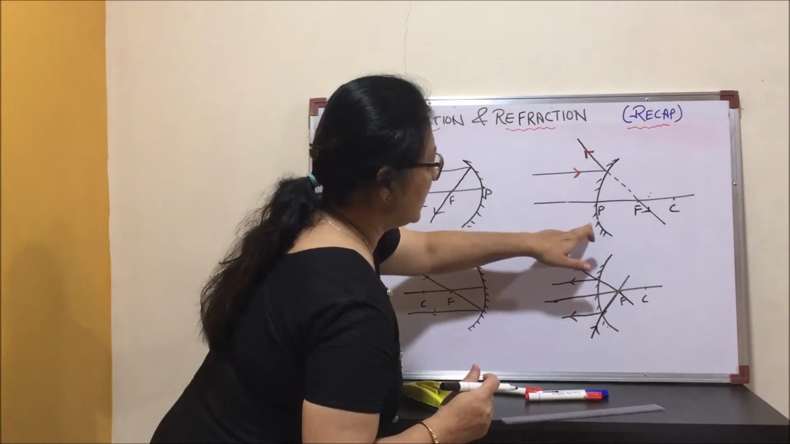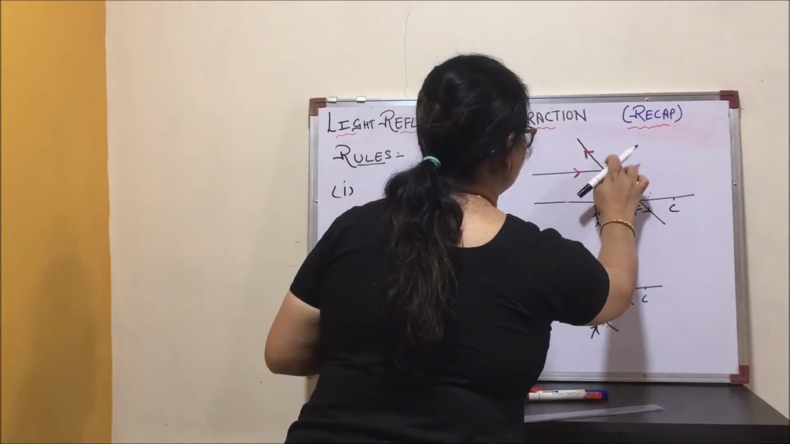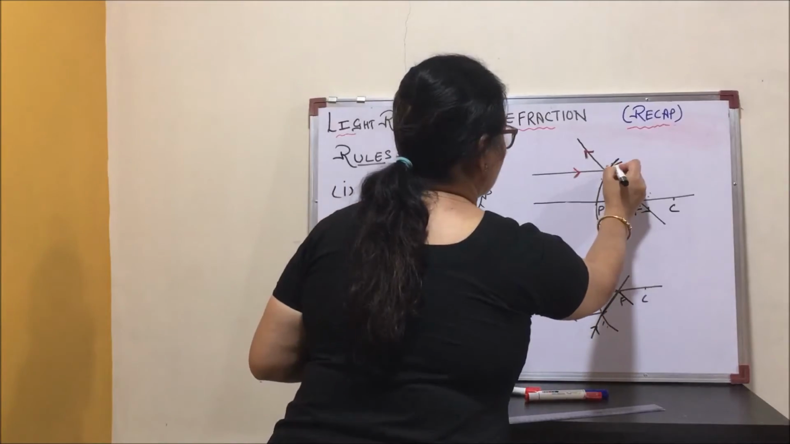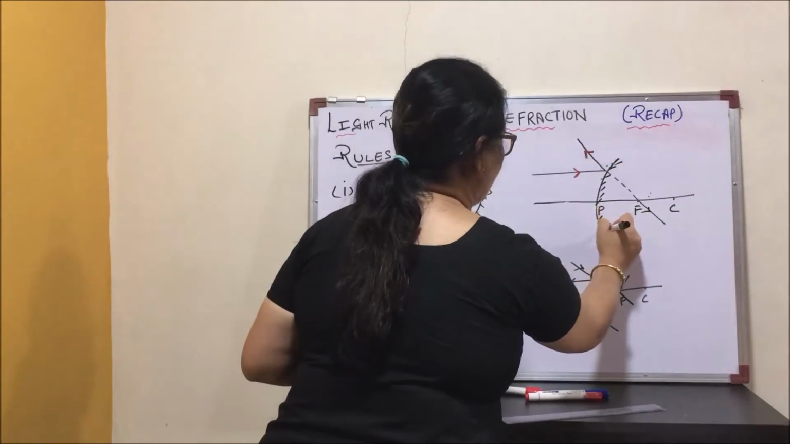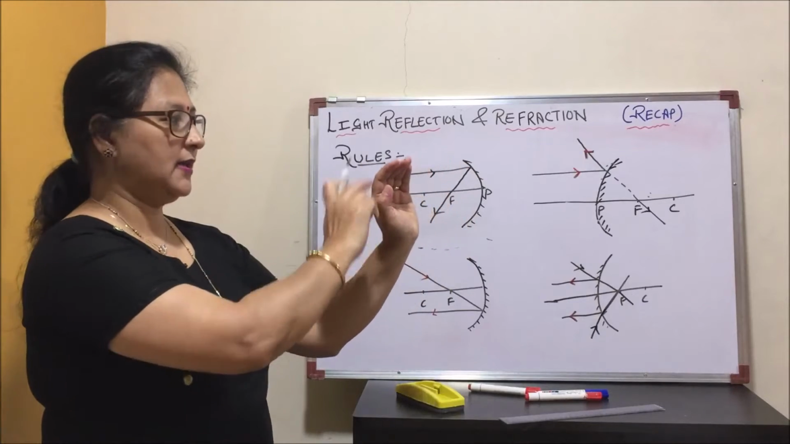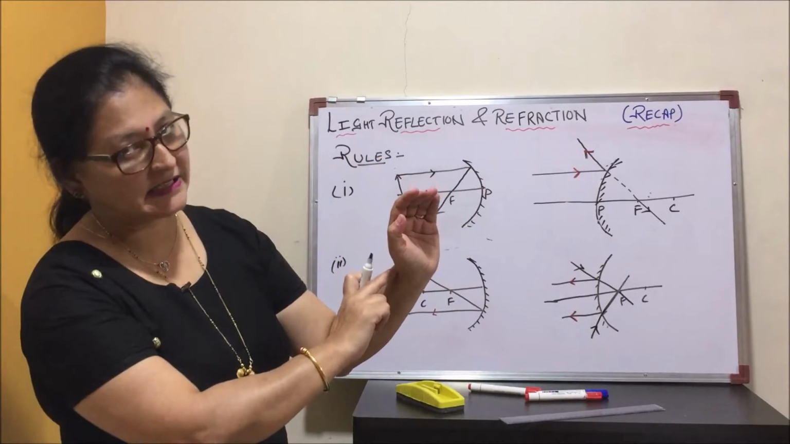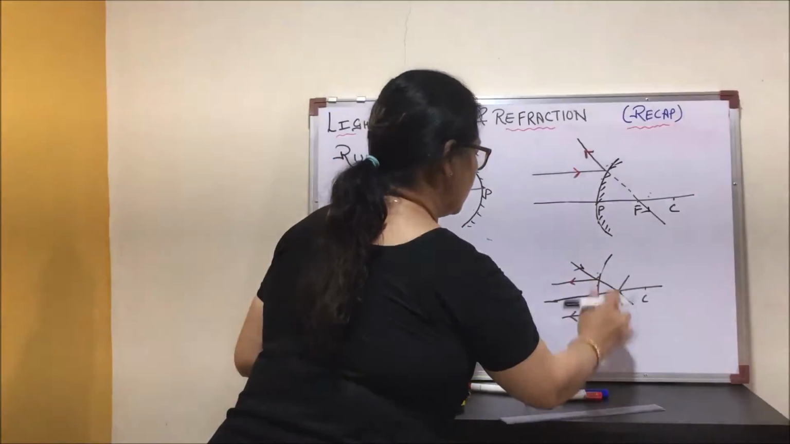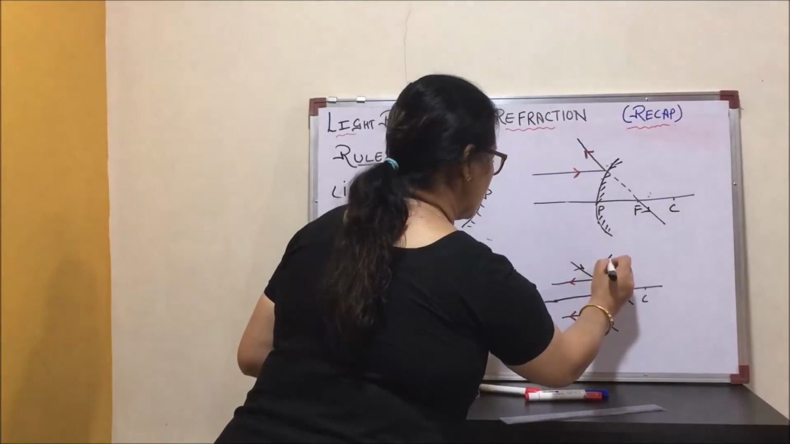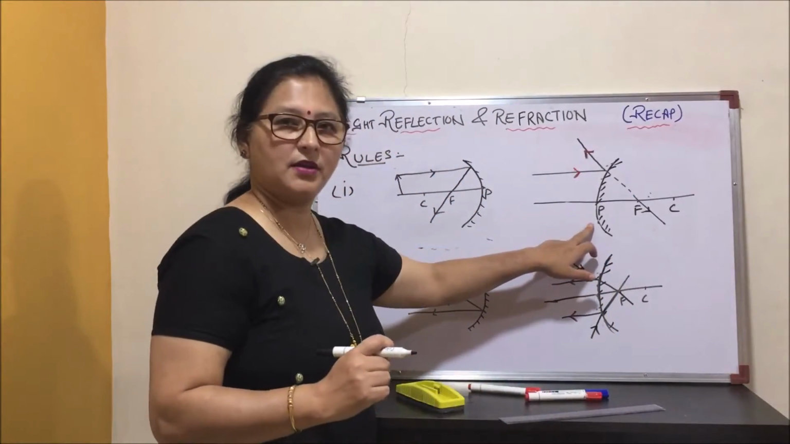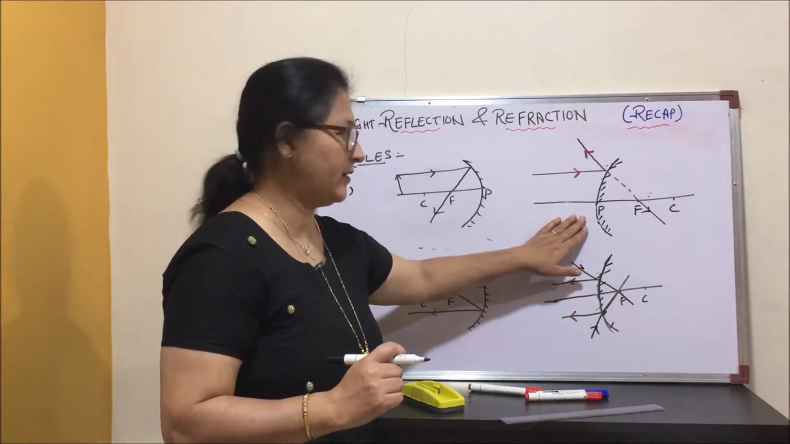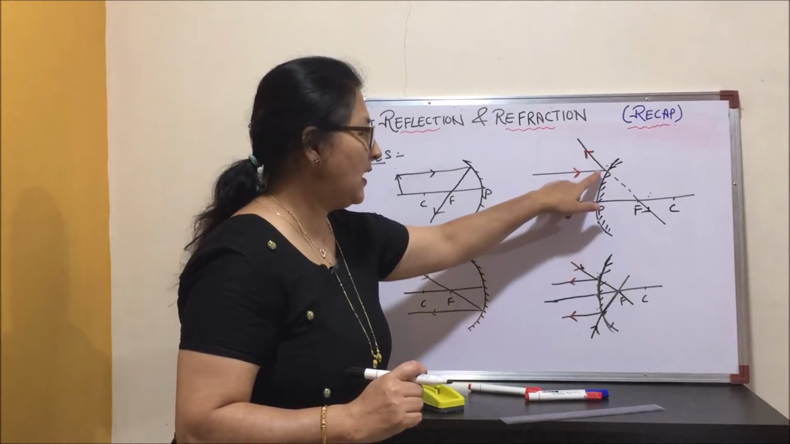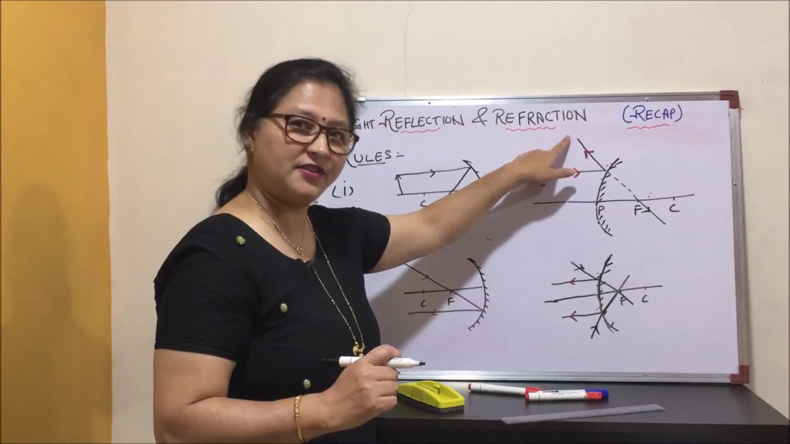This is the shining surface of a convex mirror. The bulge part of the convex mirror is the reflecting surface, right? The other part is the polished one. Now this is a convex mirror, and this ray is parallel to the principal axis. After reflecting back, this ray has reflected.